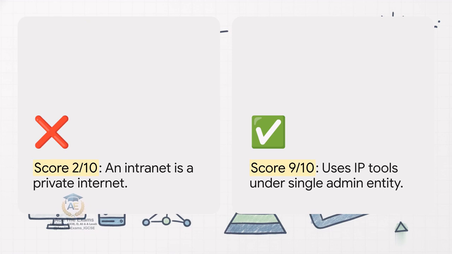Now, look over on the right. 9 out of 10. Flawless. An intranet uses IP protocols under a single administrative entity closed to unauthorized users. See the difference there? The first one is basically a vague guess, but that second one, it's laser targeted. It literally forces the examiner to hand over those marks.